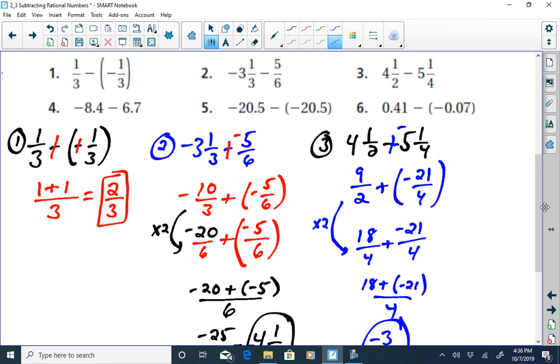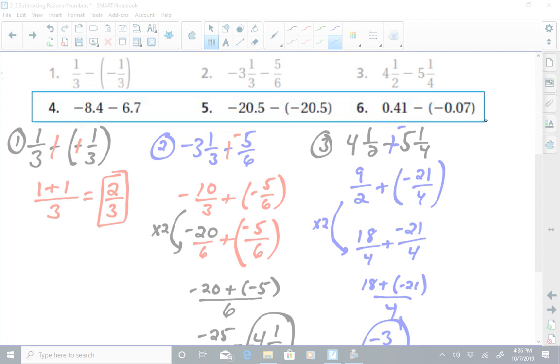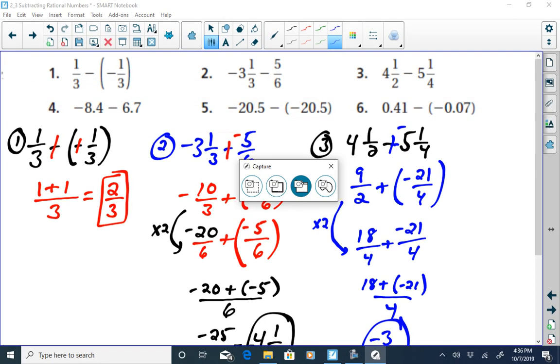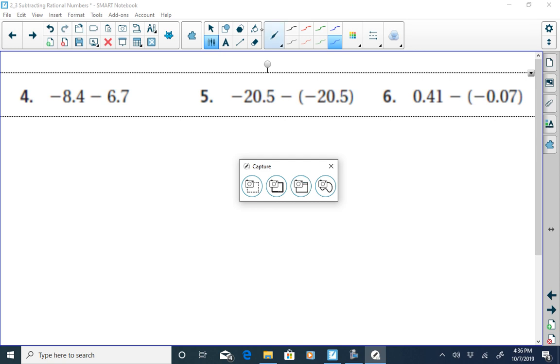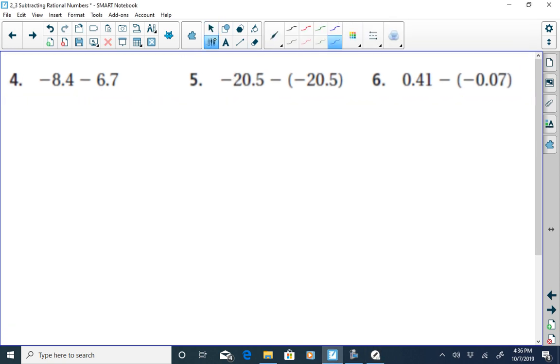All right. Well, let's take a look next at problems 4, 5, and 6. It's a little bit different when we have decimals instead of the fractions. So I'm just going to go to a new sheet of paper here, just so that I have some better space. And let's do problem number 4.